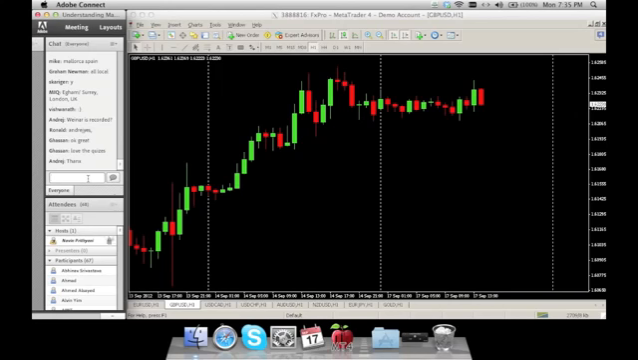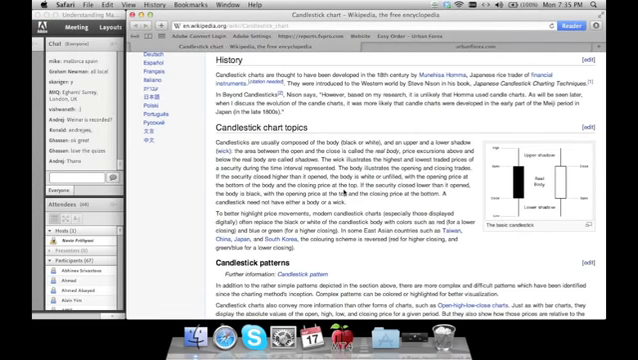Okay, so candlestick patterns. Basic history: candlestick patterns were developed in the 18th century by this person over here. He was a Japanese rice trader of financial instruments. Then it was brought to the Western world by Steve Nison with his book, Japanese Candlestick Charting Techniques.